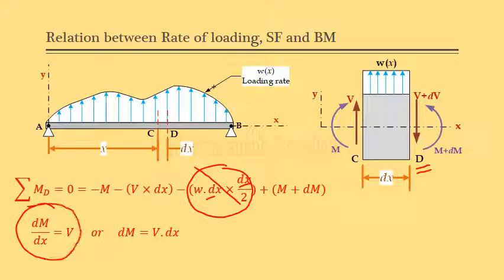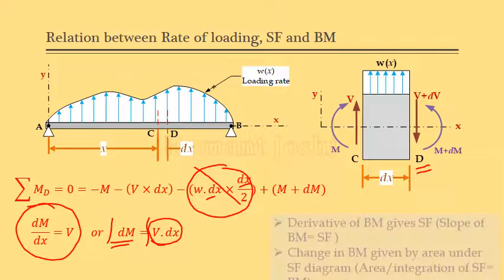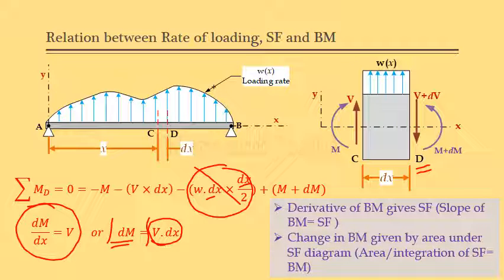dM by dx equal to V, that means the derivative of bending moment gives me the value of the shear force. By transferring the variables and taking the integral, one can understand that the area of the shear diagram is nothing but the change in the bending moment. So these two relations are important here, and that gives me two conclusions. One is the derivative of bending moment gives SF, the slope of bending moment, and second, if I transfer the variables, then the change in bending moment is nothing but the area under the shear force diagram.